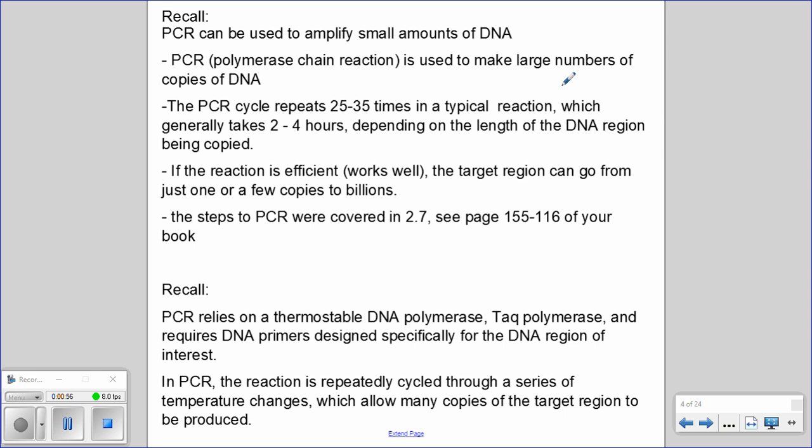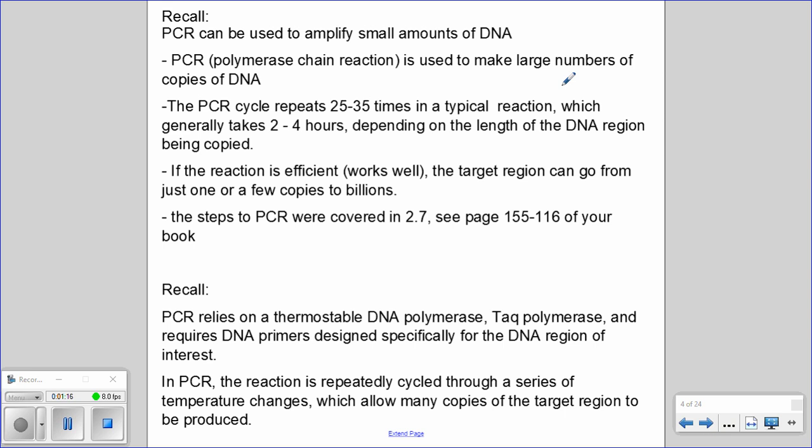If the reaction is efficient, i.e. it works well, the target region can go from just one or a few copies to billions of copies. And the steps to PCR were covered in 2.7. So please see pages 155 to 156 of your textbook.